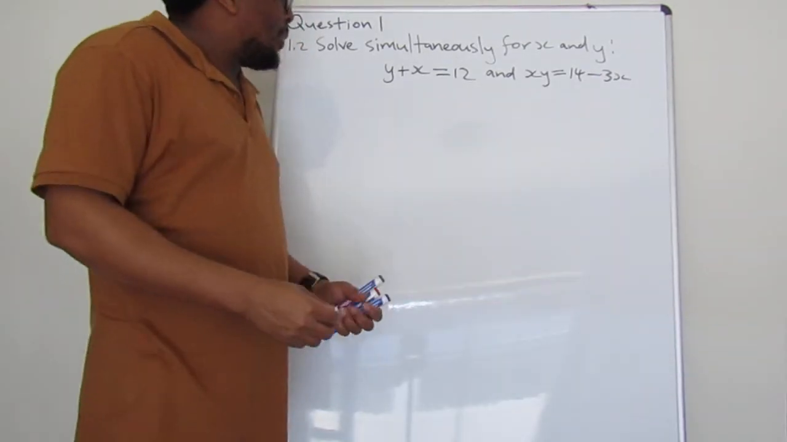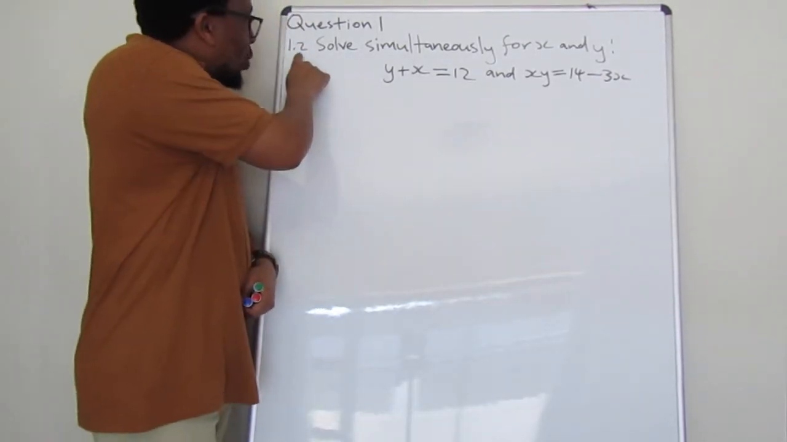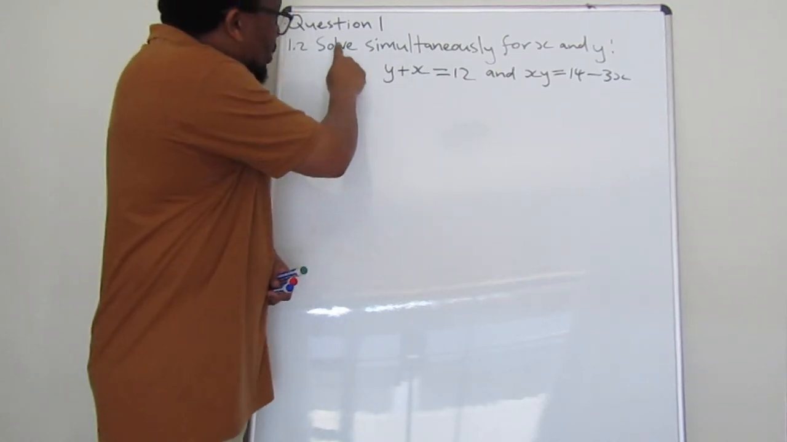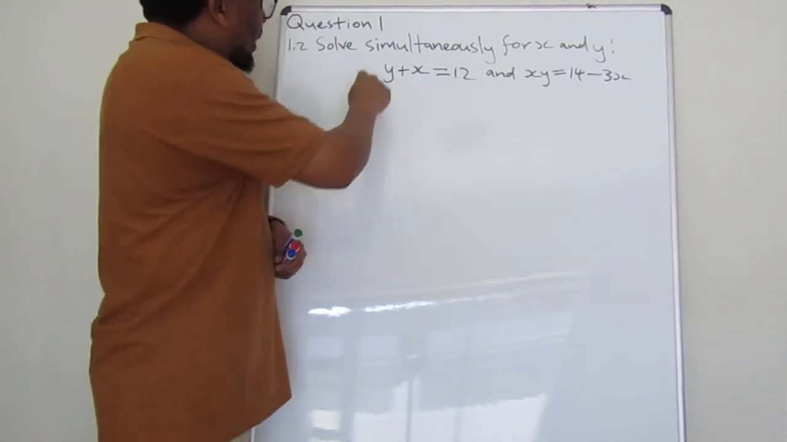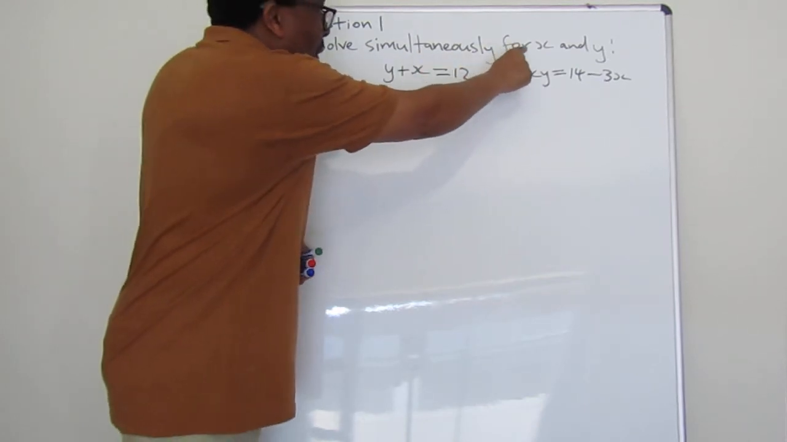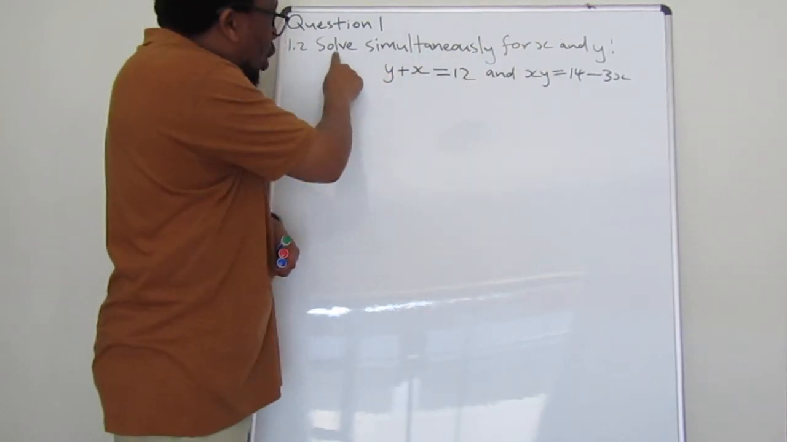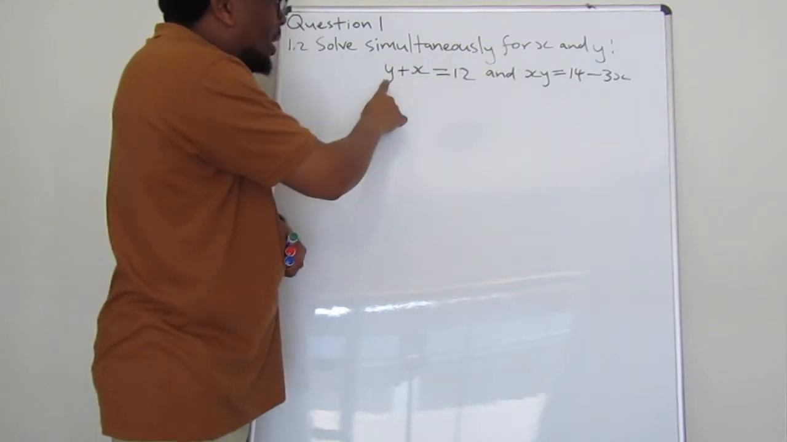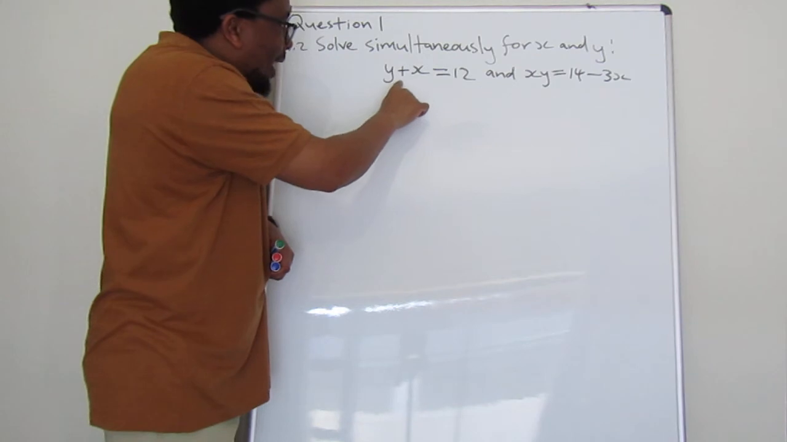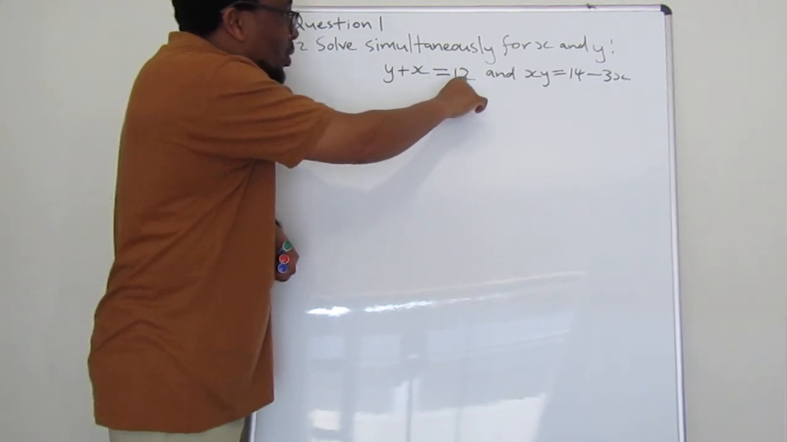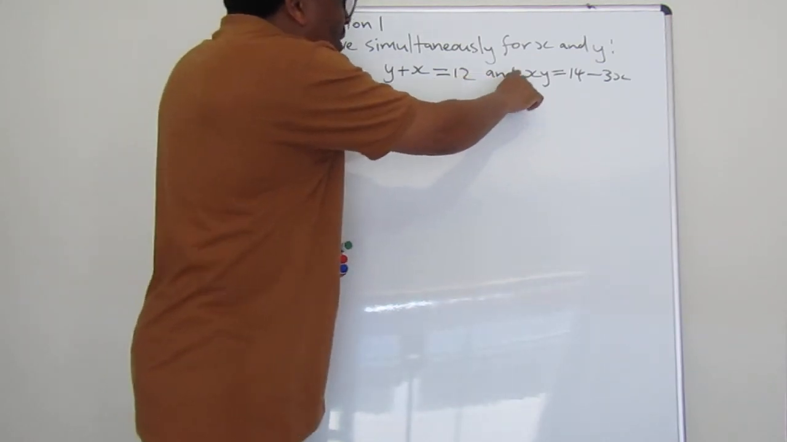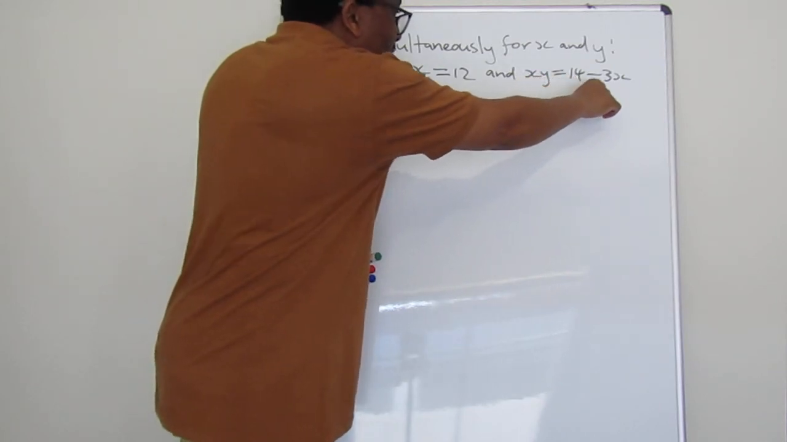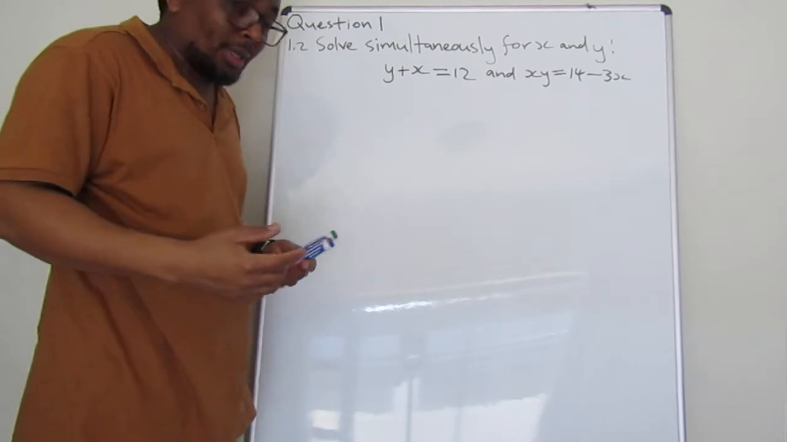Welcome back, lovely people. Now we are doing 1.2, right? The question says: solve simultaneously for x and y. Solve simultaneously for x and y, when given y plus x is equal to 12 and x times y is equal to 14 minus 3x.